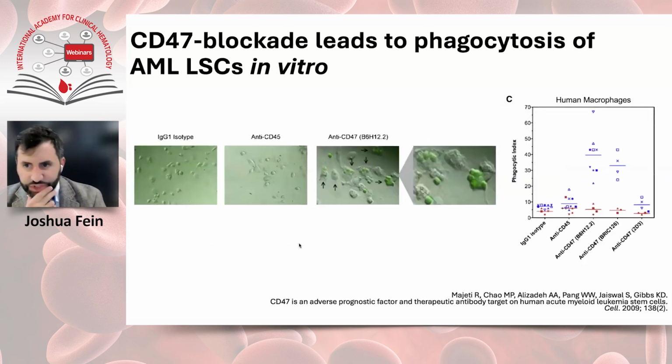So then they went to look at this question of phagocytosis. Can they use CD47 blockade to increase phagocytosis of these AML cells? This was an in vitro experiment, and I'll show you here in green, these are GFP labeled leukemic stem cells, and you can see that the macrophages in the setting of anti-CD47 antibody are indeed phagocytosing the leukemic stem cells. And this effect is not observed in controls of an IgG1 isotype or an anti-CD45 anti-leukocyte antibody.